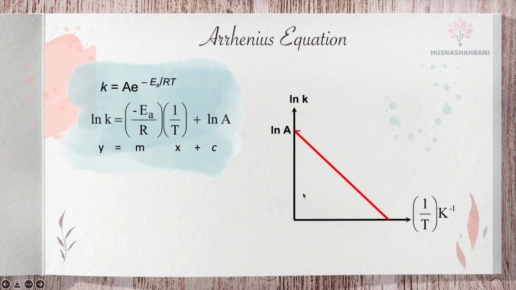So this is the graph for the Arrhenius equation. ln k on the y-axis, this is y, ln k, and x-axis 1 over T. And if you calculate the gradient here, that gradient is equal to negative activation energy over R. And the c here, ln A, is the intersection of this line with the y-axis.